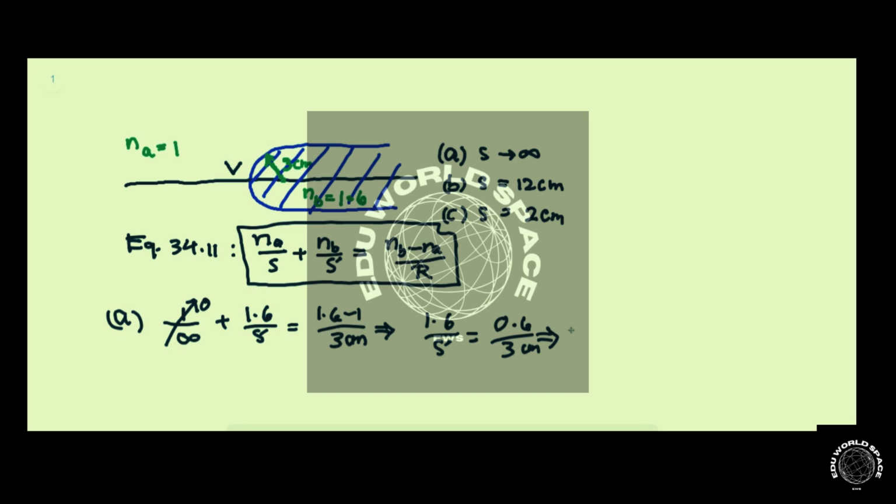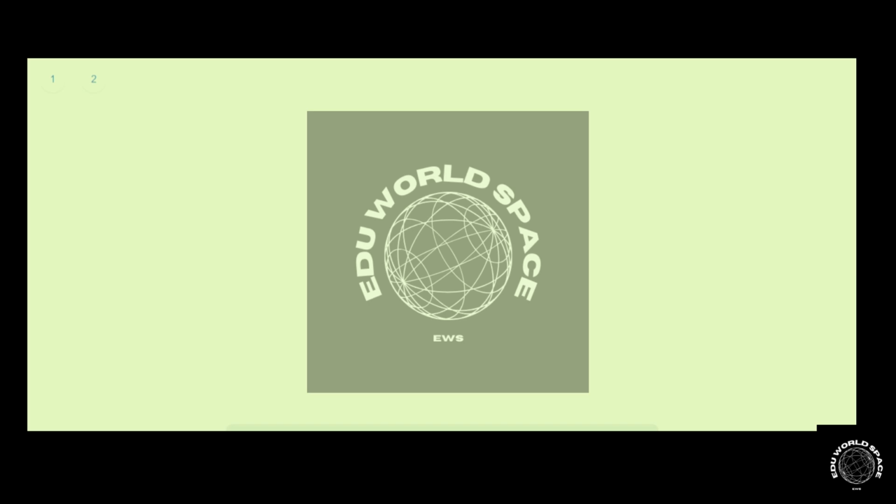And then you do a little bit of rearranging, and you find that S prime is equal to 3 centimeters over 0.6 multiplied by 1.6. And this gives us that S prime is equal to 8 centimeters. So let's move on to parts B and C.